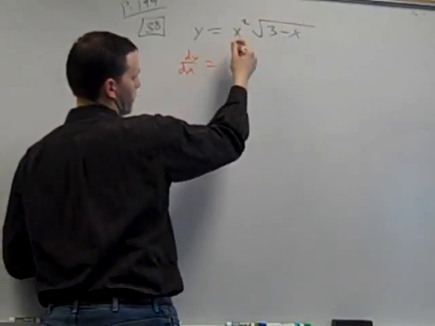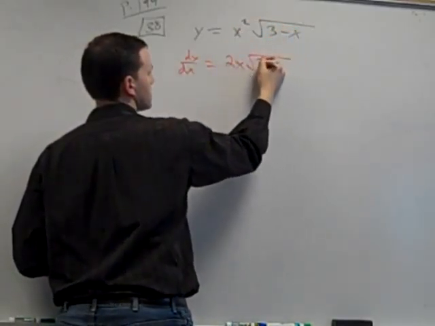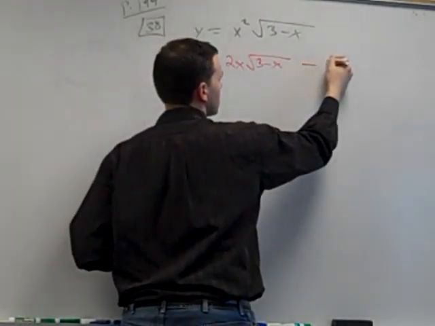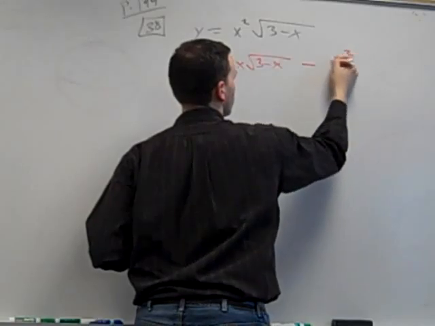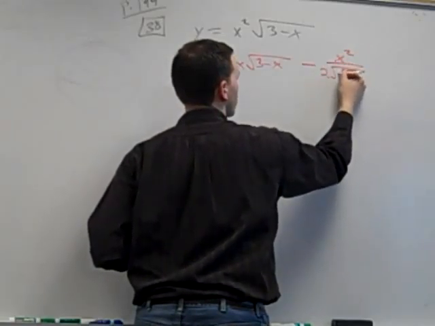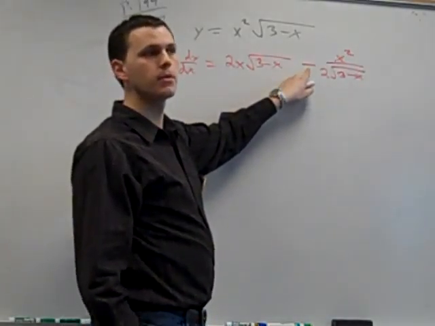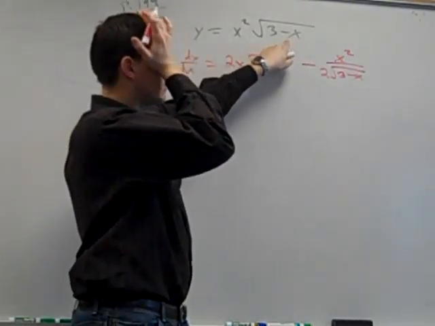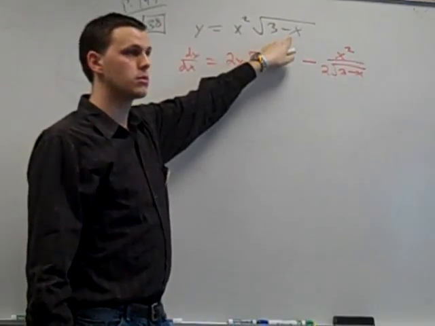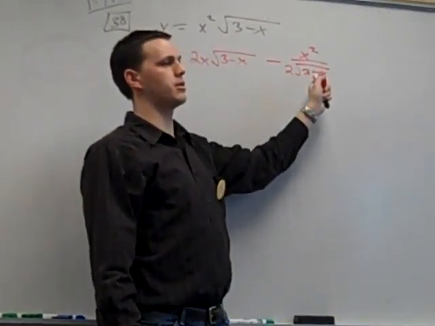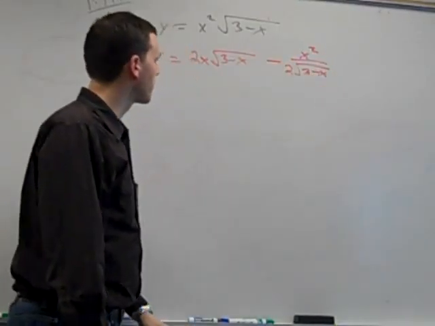Product rule again: the derivative of x squared is 2x times the square root of 3 minus x, minus x squared over 2 times the square root of 3 minus x. Where did this minus sign come from? Yeah, the chain rule, from the negative inside the square root. And then the negative 1/2 just sends my square root to the denominator.